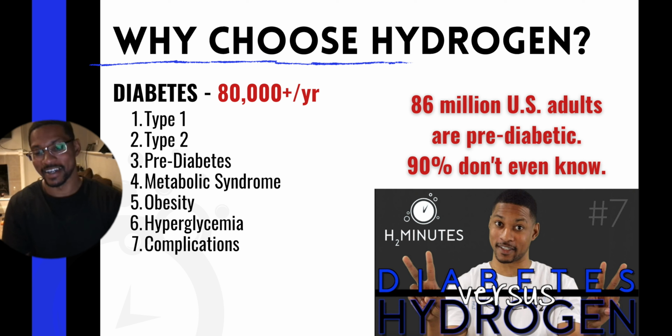And so molecular hydrogen has the therapeutic potential to help with type 1, type 2, pre-diabetic metabolic syndrome, which is kind of like a group of different metabolic disorders or issues that can lead to things like diabetes, such as hyperglycemia or insulin resistance or things like that. Then you got obesity, hyperglycemia, and then other complications.